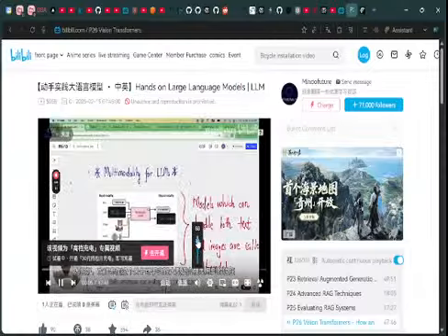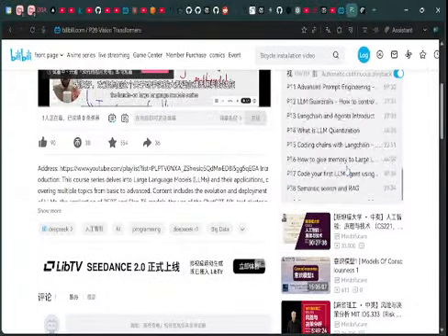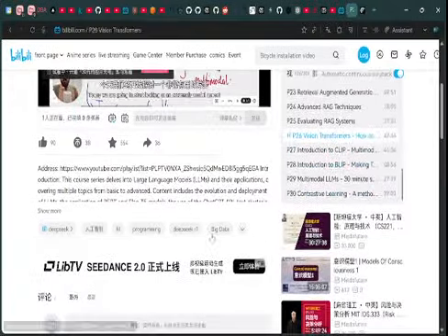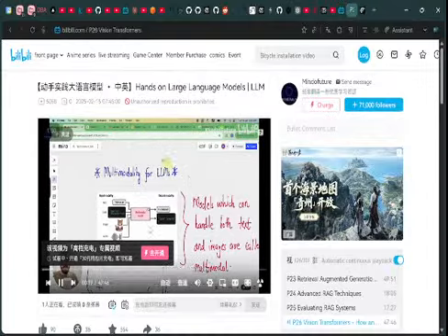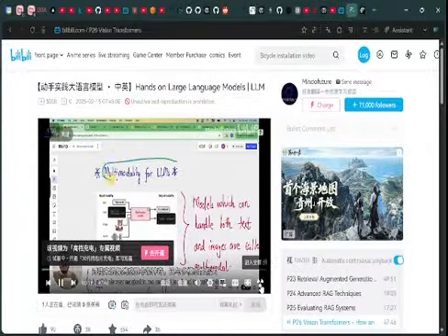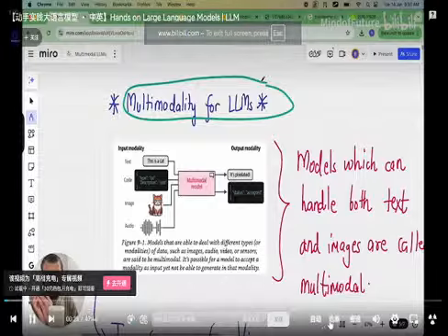Hello everyone and welcome to this lecture in the hands-on large language models series. Today we are going to start looking at an extremely useful aspect, which still feels very magical to me, and that is related to multimodality.